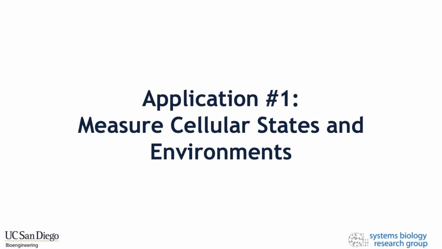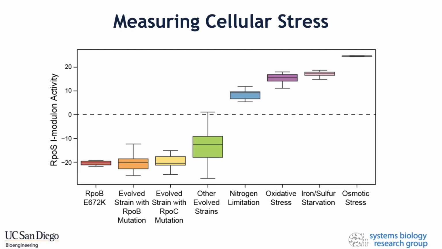So this brings us to our first application, which is using transcriptomics data to infer cellular states and environments. One iModulon is enriched in genes regulated by the RpoS general stress response sigma factor. This iModulon has very high activities under stressful conditions, such as osmotic and oxidative stress and various starvation conditions. However, in our adaptive laboratory evolution endpoints, we see that the RpoS iModulon activity is very low. Specifically, we found that mutations in rpoB and rpoC, RNA polymerase subunits in E. coli, had very low activities.